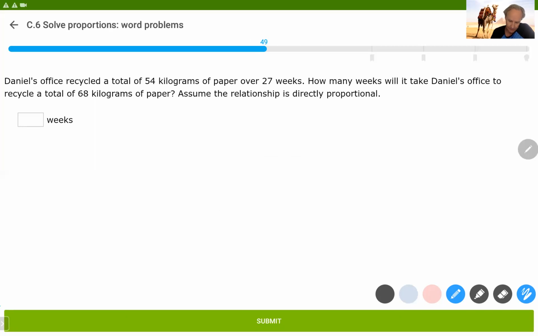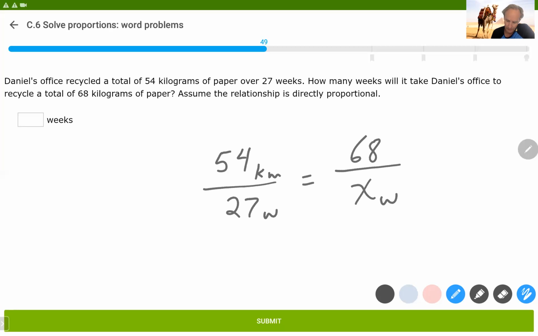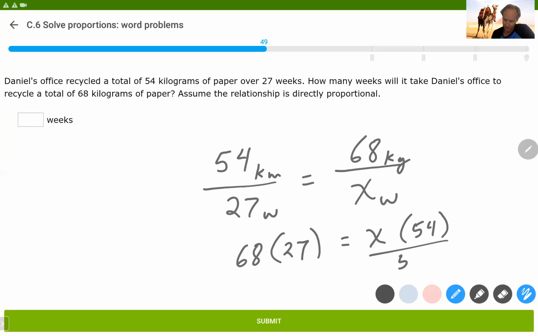54 kilometers over 27 weeks. And we want to know how many weeks, and 68 kilometers. Hopefully you can see why I use my units in here. We can cross multiply, but don't multiply these. 68 times 27. I know some of you are going to want to grab your calculator and just do it that way. It's a lot better to practice your number sense.